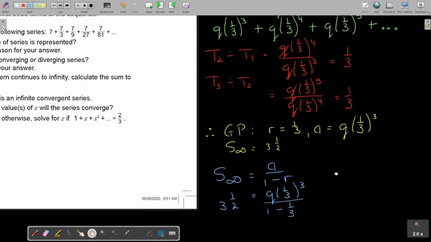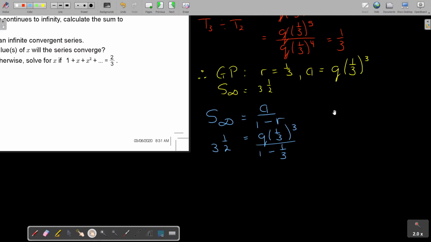And then I just start simplifying. If I start simplifying, I can say 1 minus a third is 2/3. So I multiply by 2/3. It's 3.5 multiplied by 2/3. 3.5 is 7 over 2. Let's just do it on the side. 7 over 2 multiplied by 2 over 3. So it's 7 over 3.